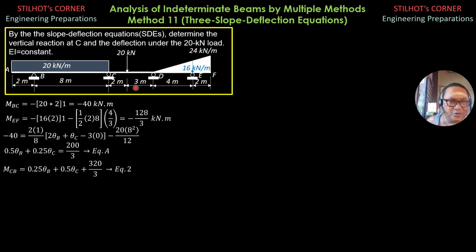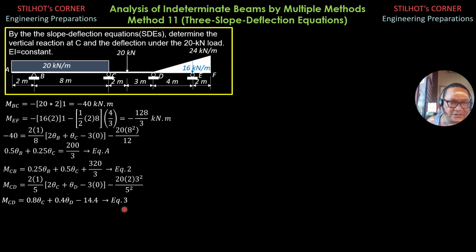Then we proceed to MCD. MCD is 2 times 1 over 5 quantity 2 theta C plus theta D minus 3 times 0 again, then minus 20 times 2 times 3 square over 5 square. Fixed end moment at C. So simplifying, MCD is 0.8 theta C plus 0.4 theta D minus 14.4. Let's call this equation 3.